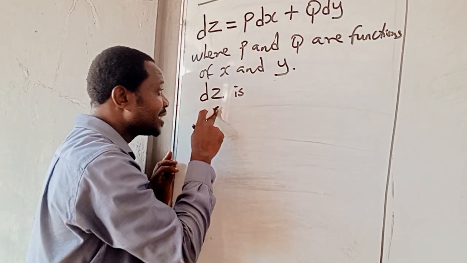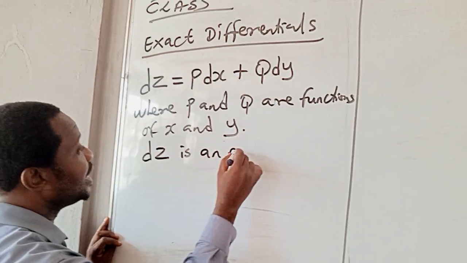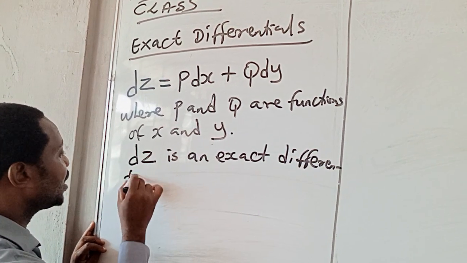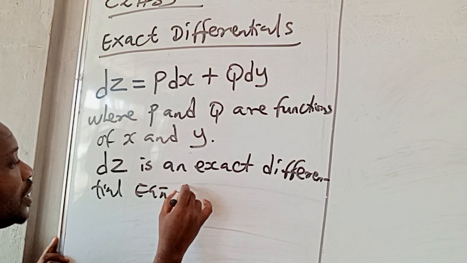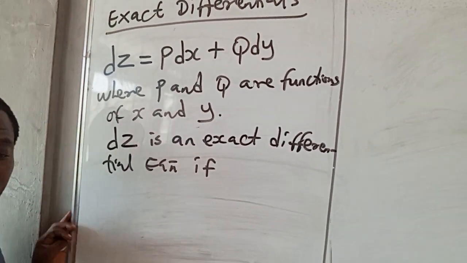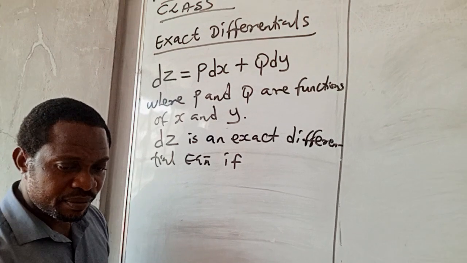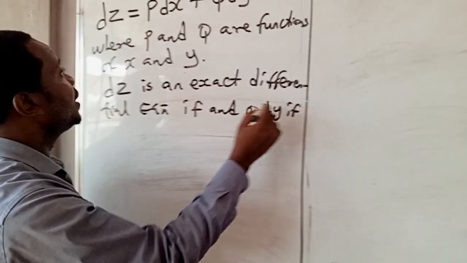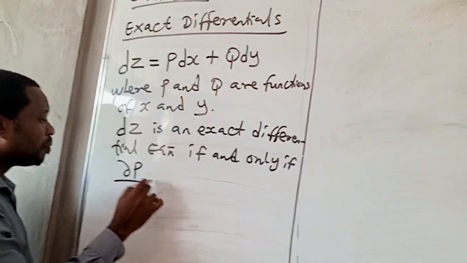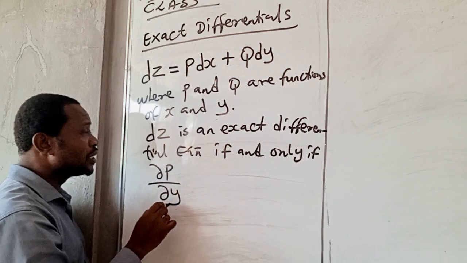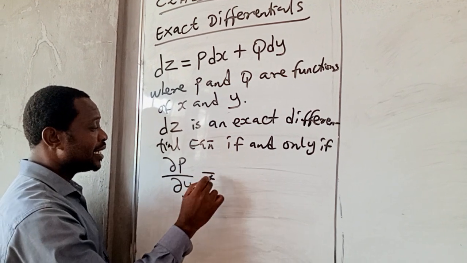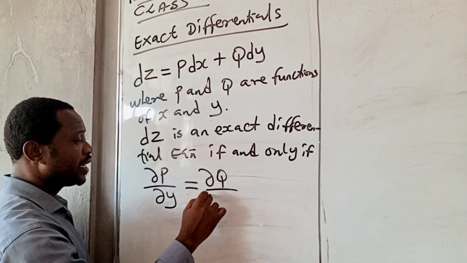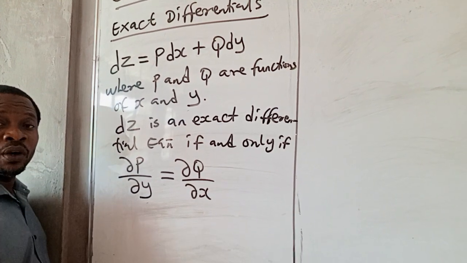Then this dz is an exact differential equation if and only if, when you differentiate p partially with respect to y, the answer you get will be equal to the differentiation of q partially with respect to x.